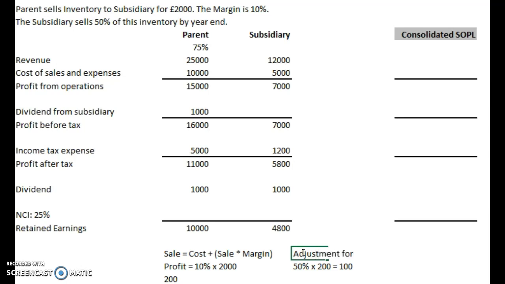The adjustment is for the provision for the unrealized profit, PUP. It's a bit of a tautology. It's PUP.